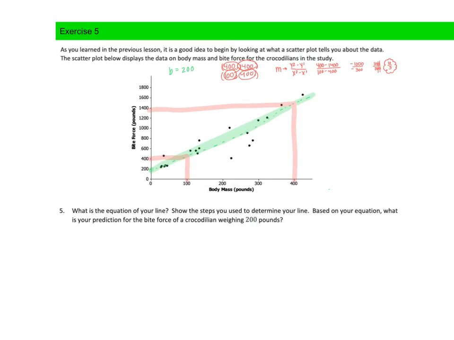So now I have my b value and my m value. I can write my equation. y equals 10 over 3 x plus 200. Okay? And that's how you would write an equation for a line of best fit.